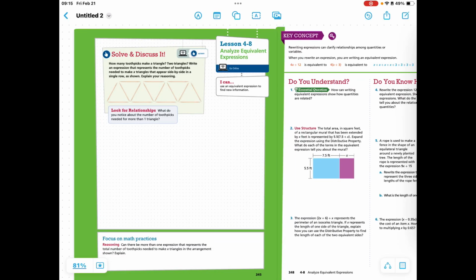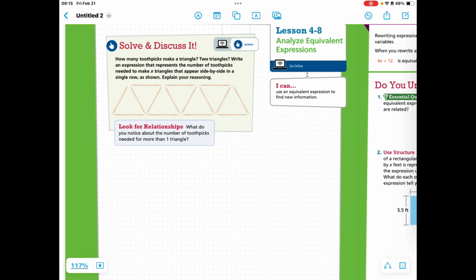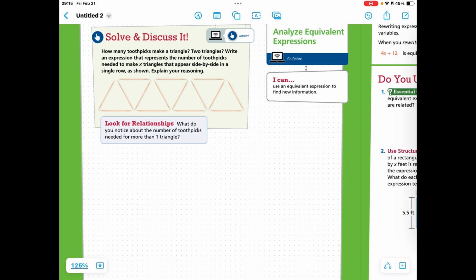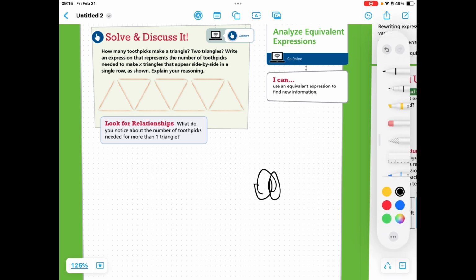All right, so looking at 4-8, analyze equivalent expressions on page 245, we're going to start with the solve and discuss it. So this says, how many toothpicks make a triangle? 2 triangles. Write an expression that represents the number of toothpicks needed to make X triangles that appear side by side in a single row. And then explain your reasoning.